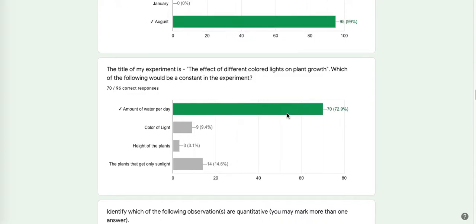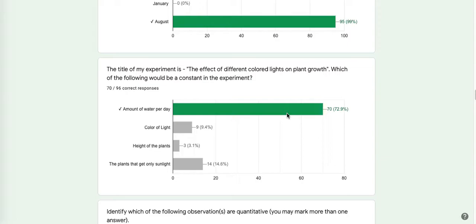Next question. The title of my experiment is The Effect of Different Colored Lights on Plant Growth. Which of the following would be a constant in the experiment? So the correct answer was the amount of water per day. An experiment like this would have many constants. You would be using the same type of plant. You would have them get the same amount of sunlight, the same amount of light, the same amount of soil, the same size pot.